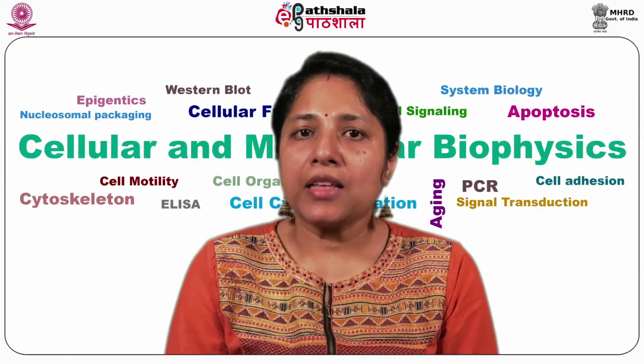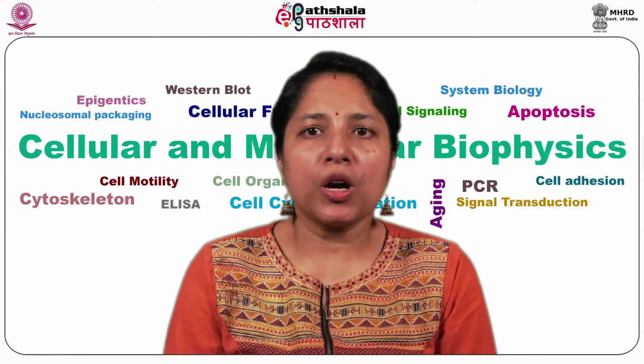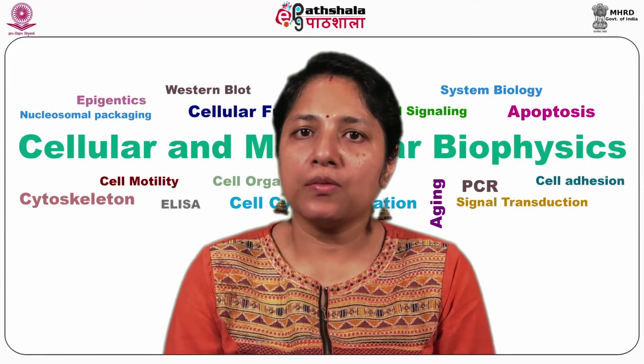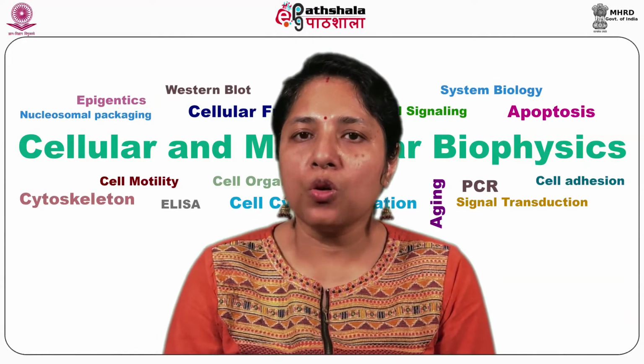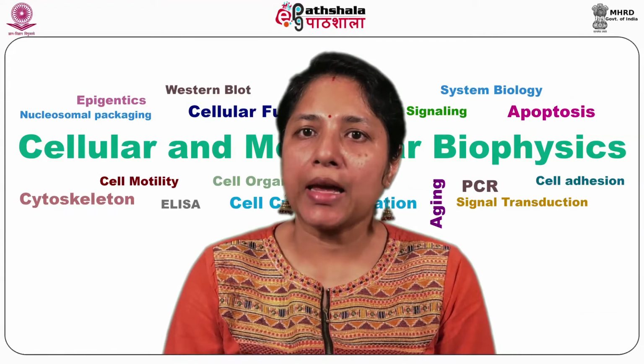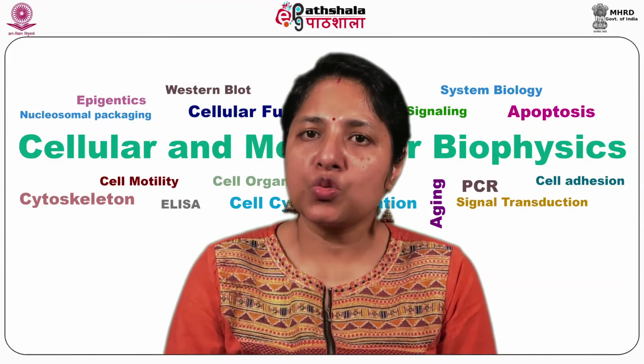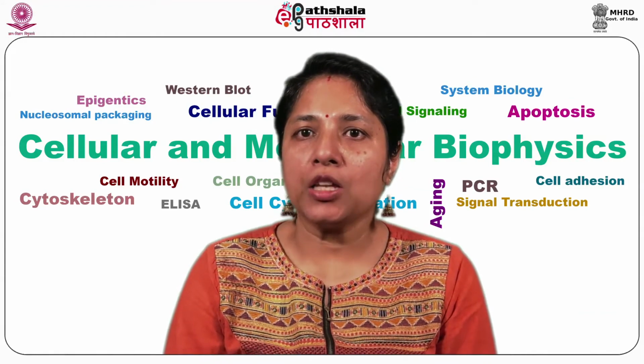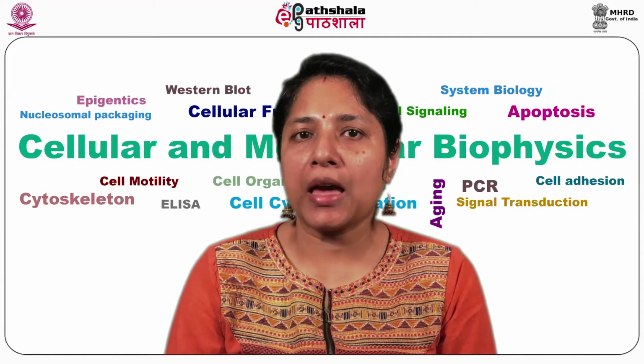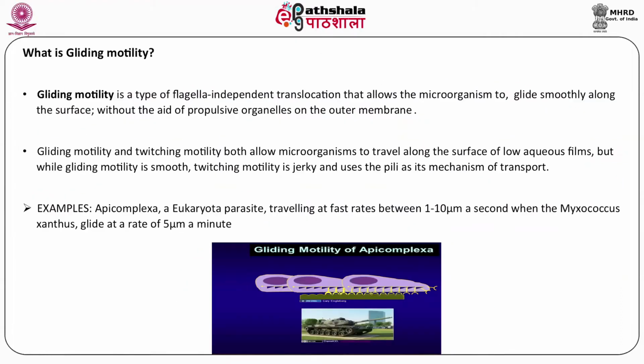Gliding motility and twitching motility both allow microorganisms to travel along the surface of low aqueous films, but while gliding motility is smooth, twitching motility is jerky and uses the pili as its mechanism of transport. Examples are Apicomplexa, a eukaryotic parasite traveling at fast rates, and Myxococcus xanthus, gliding at the rate of 5 micrometers in a minute.